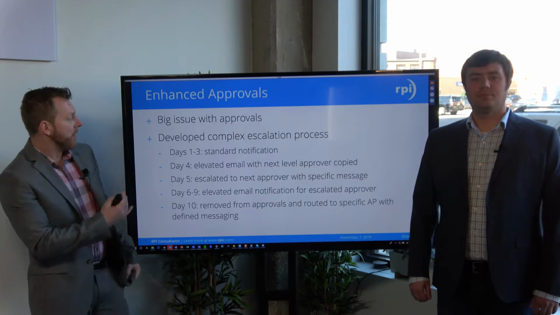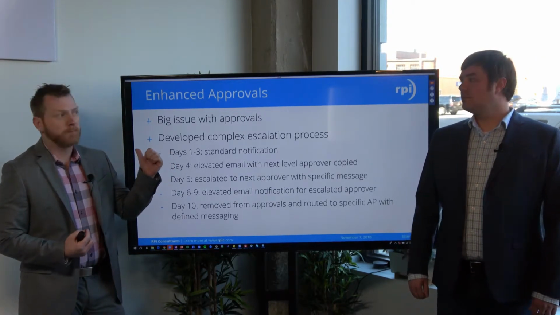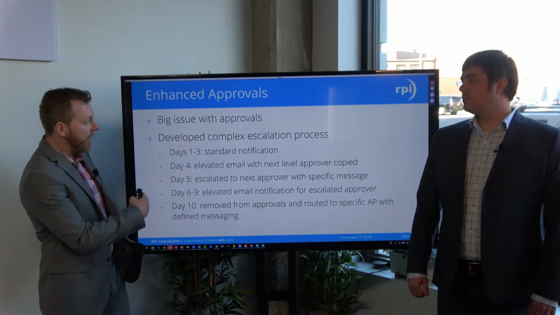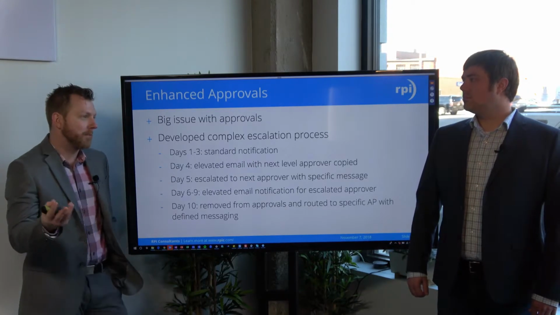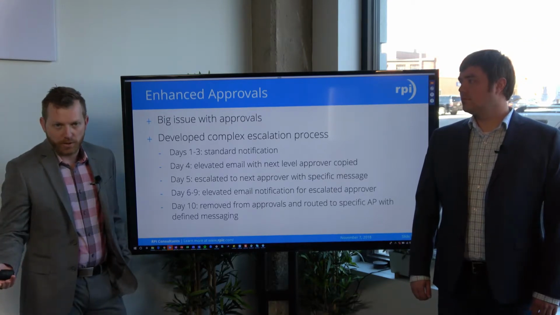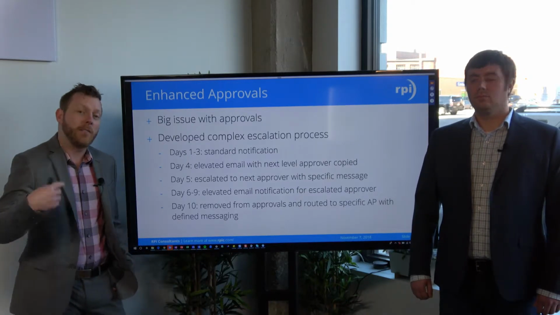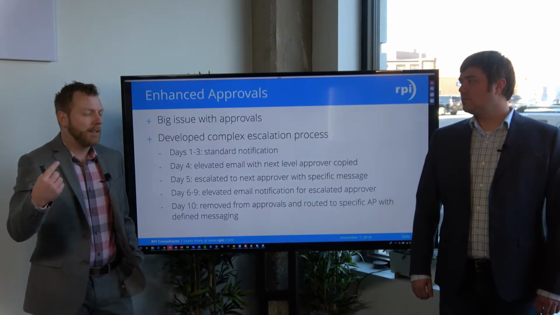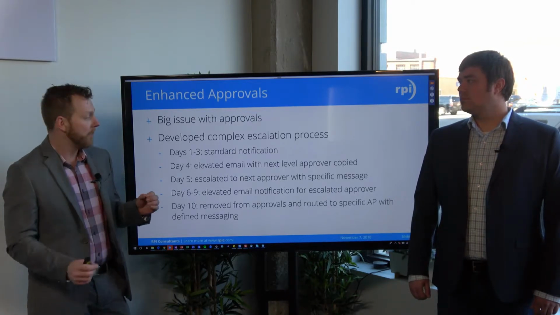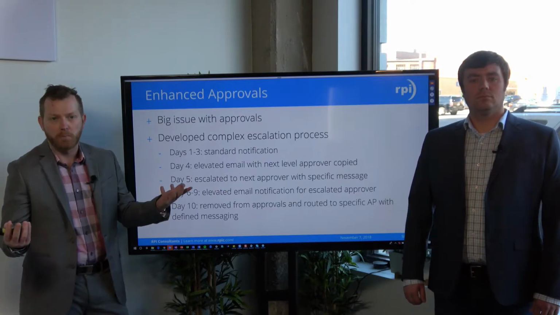So this example essentially said: an invoice gets a task assigned to it to go through approvals, and it gets assigned to a person. They get a standard notification for 3 days, something like, hey, you have an invoice that you need to approve, please complete this task or return it. On the 4th day, so this is a pretty quick turnaround, an elevated email gets sent out. It's an email with different language that we've configured to say, hey, you really need to pay attention to this. It's sent to the original approver, and they also copy the next level approver or manager.